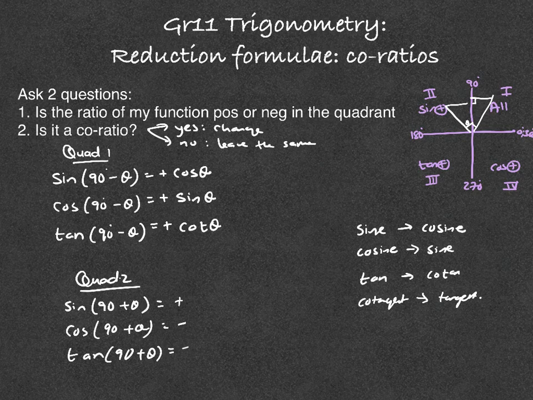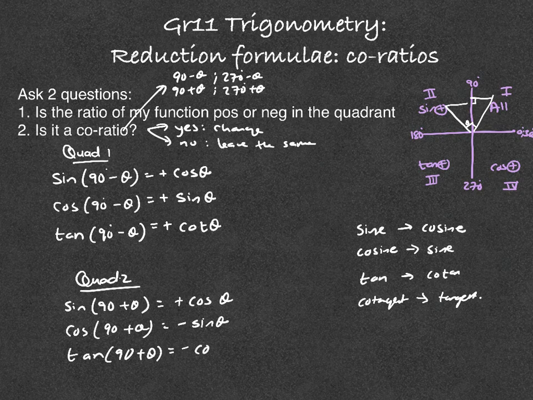Second question, is it a co-ratio? What is a co-ratio? All the co-ratios would be, let's put it there, 90 minus theta, 90 plus theta, 270 minus theta, and 270 degrees plus theta. All right, so those are all your co-ratios. Good, let's go for it. So what's the co-ratio of sine? That would be cosine, cos. What is the co-ratio of cos? That would be sine.